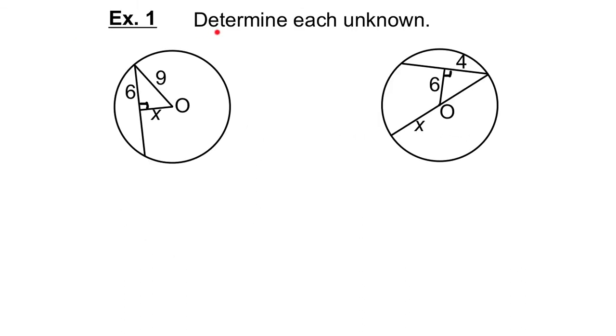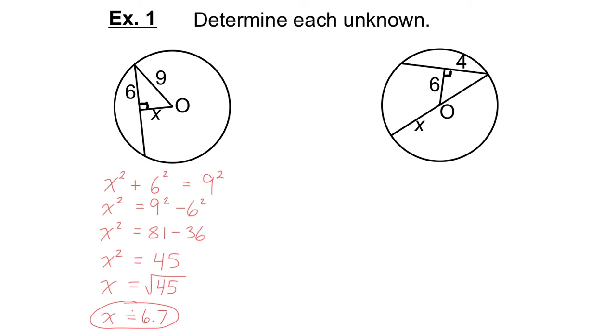So for the first example, we're going to determine each unknown. So the unknowns are x in both cases. Anytime I label O, that means we're at the origin or the center of the circle at this point. So from the center of the circle to the chord, I have a right angle. And because this is a right angle, that means this is a right triangle, so that means Pythagorean theorem is going to work. So x squared plus 6 squared equals 9 squared, and we solve for x. We get x is the square root of 45, which is about 6.7.